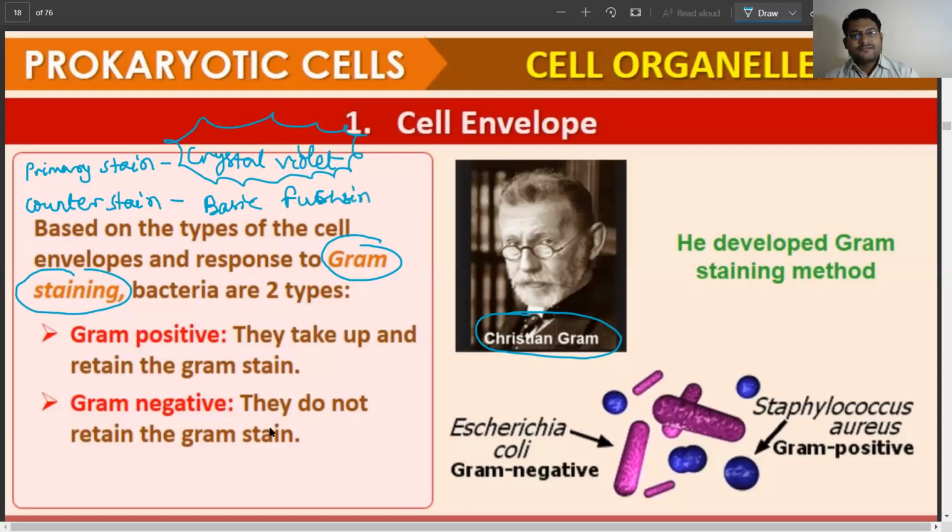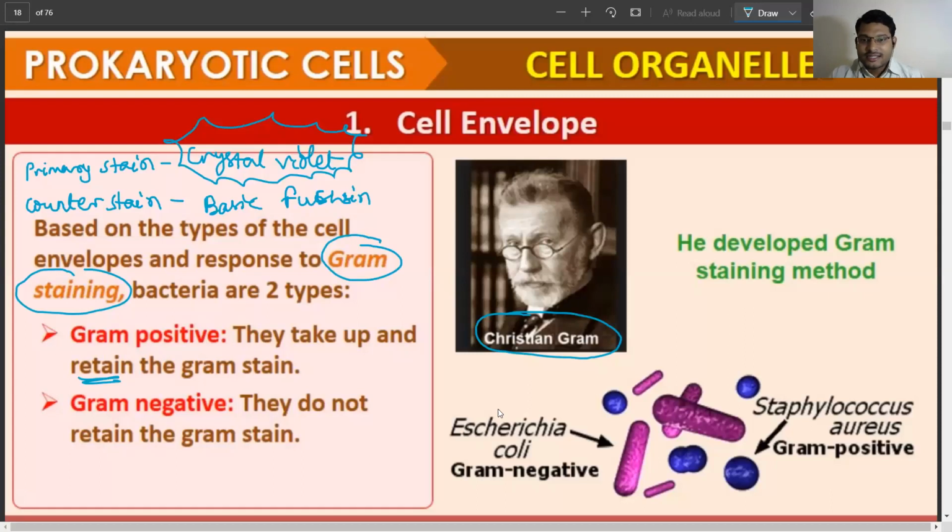Fuchsin, basic fuchsin. So two stains are there, but mainly the primary stain you have to remember is going to be crystal violet. The procedure again you don't have to worry about, but we will talk about it in later classes. So there are two categories of bacteria based on whether they can retain the crystal violet stain or they cannot. Gram positive is a group of bacteria that take up and retain the gram stain. And the other one is called gram negative because they cannot retain the gram stain.